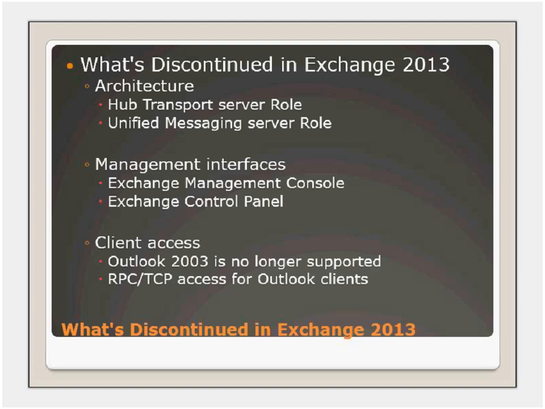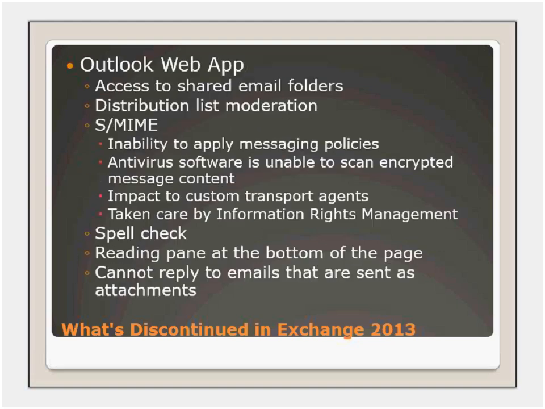And the other thing is the client access, which I spoke about earlier. 2003 version is no longer supported. RPC over TCP is again no longer supported. Now it is going to be all Outlook Anywhere. And there is actually quite a lot which is gone from the Outlook Web App, and that is access to the shared email folder. You can't access a shared email folder anymore from Outlook Web App, at least until this version, the release that we have right now.